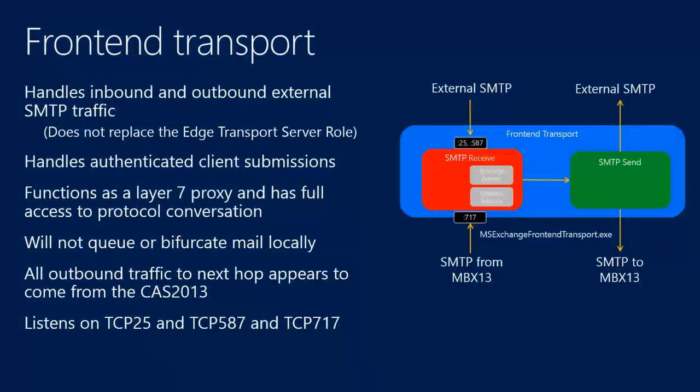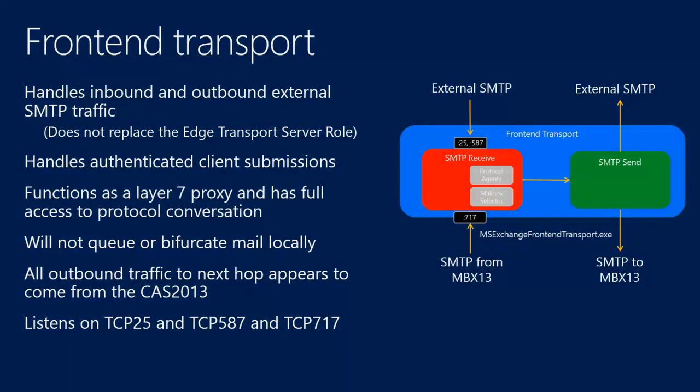So how does it work? As I mentioned, it's extremely simplified. We have two key components within the front-end transport service. We have the SMTP receive, and we have the SMTP send. Notice there's no categorizer. There's no delivery queues. There's no queues at all. It's stateless. It's simply doing a layer 7 proxy. It establishes the connection from the source, and it proxies that data to the target.